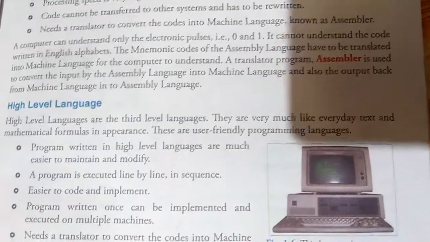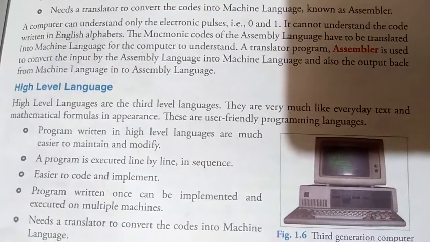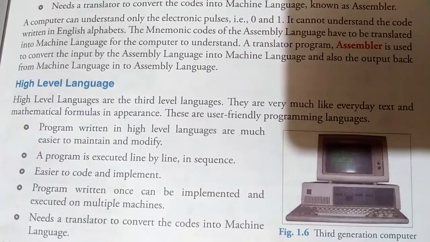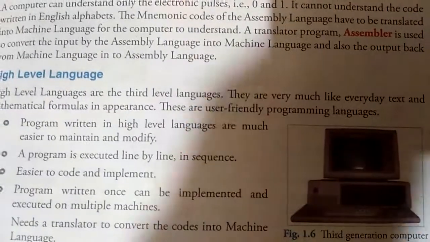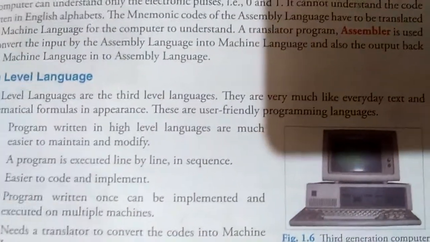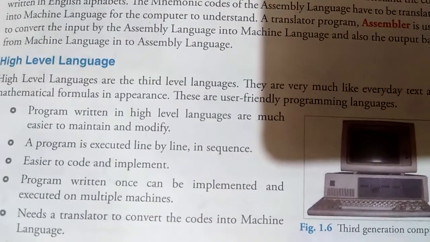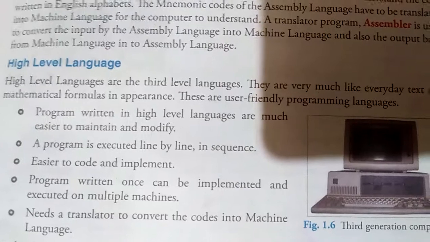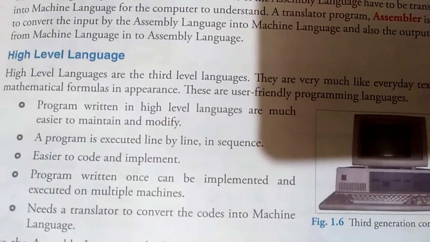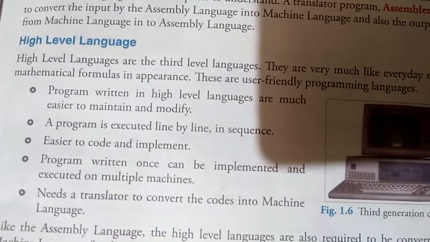Programs written in a high-level language are easier to maintain and modify. That means in a high-level language we can easily maintain and modify. Modify means if you want to make any change or update we can, but in a low level language we can't do that. In a high level language, the program is executed line by line sequentially. That means it is going to check the errors also. It is easier to code and implement.